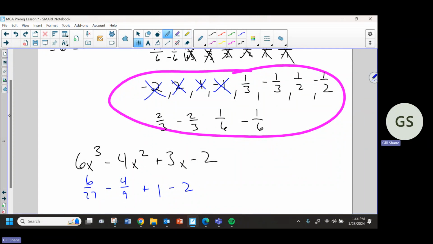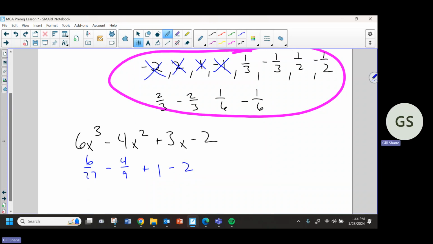So positive 1/3 didn't work. I don't believe, unless somebody else thinks it did. I'm just doing it in my head real quick. Let's see, negative 1/3. That's going to give me negative 6/27.